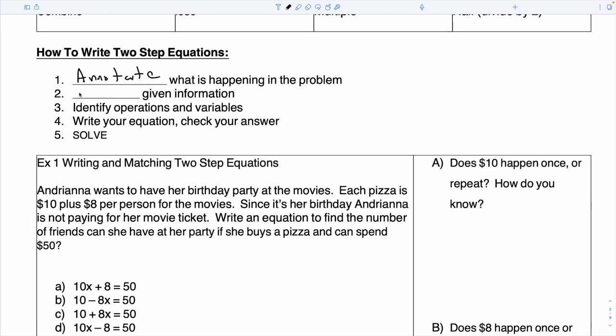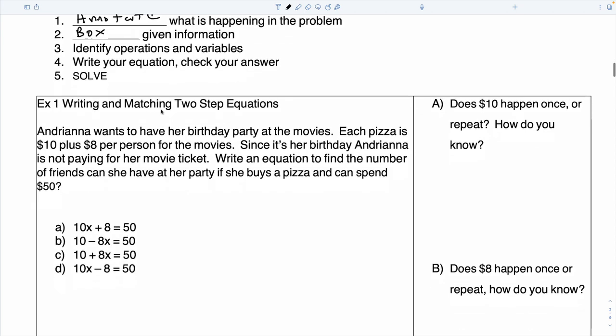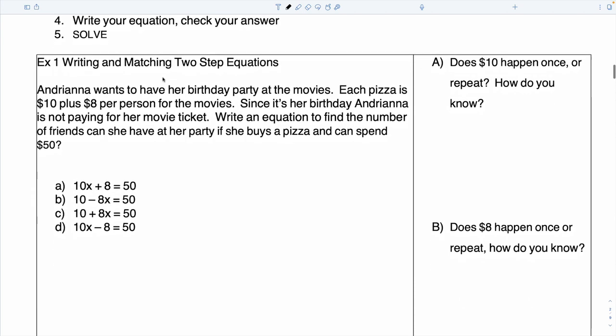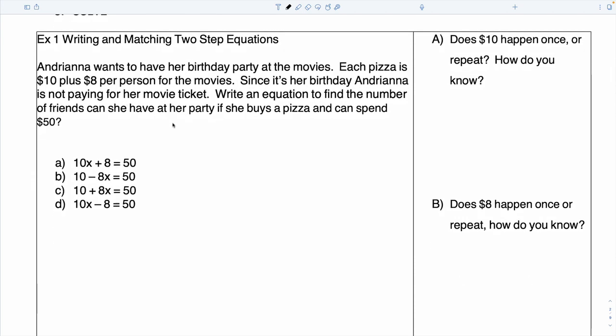You are going to box the key information that you think is telling you the symbol. Identify your variables, and then write your equation and check your answer. When you write your equation, you're going to check in the back on bronze today, and if you get the equation correct, then you solve it. I do not want you solving the problem if your equation is wrong, because then you'll have to go back and fix both, which just takes a lot of time.